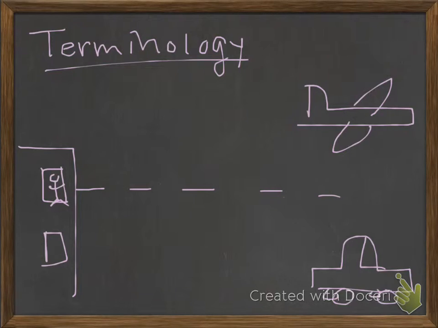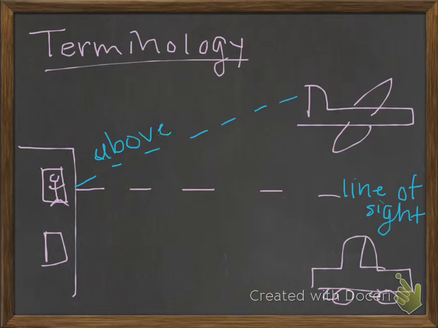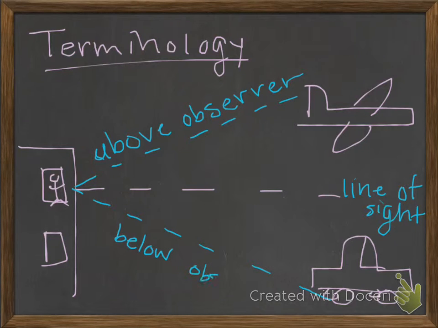This line going flat would be the line of sight. So this is your line of sight. If we're looking up at the airplane, this is above the line of sight, above the observer. If we're looking down at the car, this is below the line of sight, below the observer.